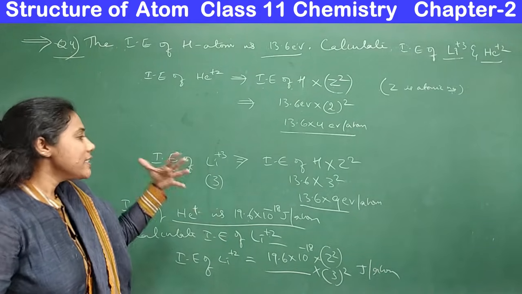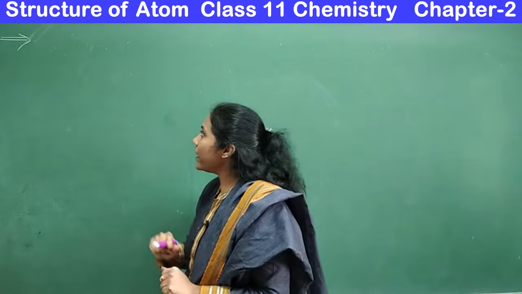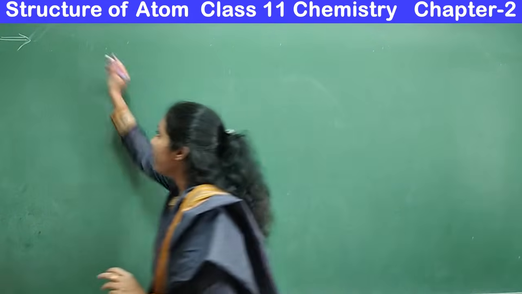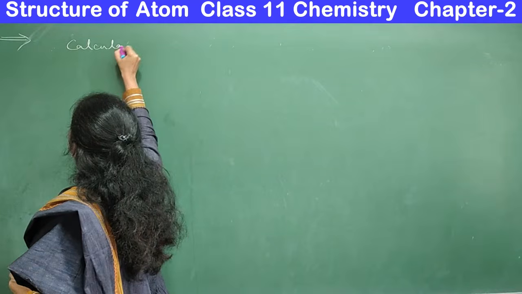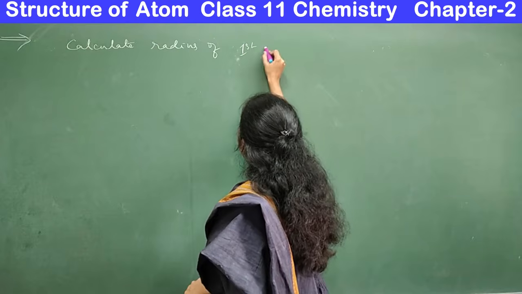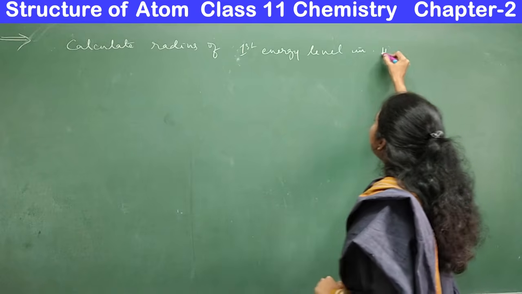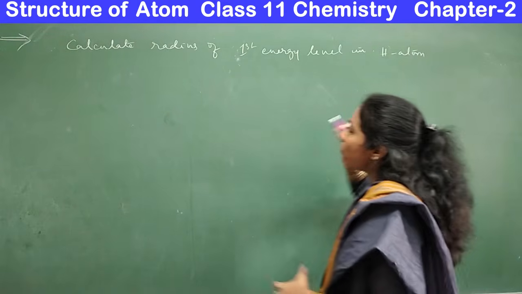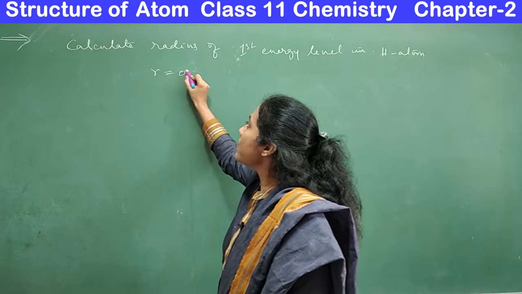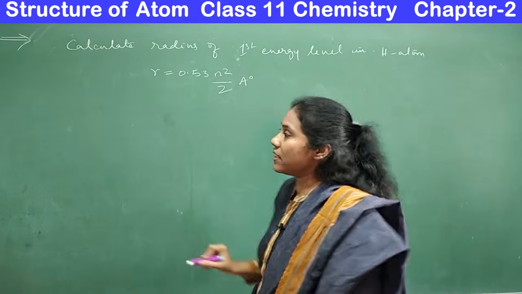Okay, so this is how some questions can be asked on competitive examinations. See guys, look at this question where I need to use the formula of radius. Question can be like this: calculate the radius of the first energy level in hydrogen atom. So what is the formula that we learned for radius? Radius is equal to 0.53 n square by Z angstrom. This was the formula, right?